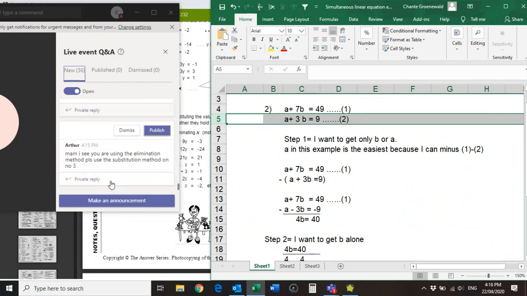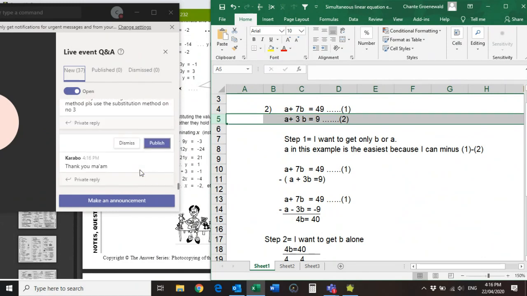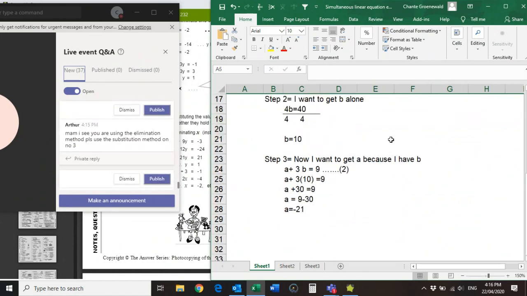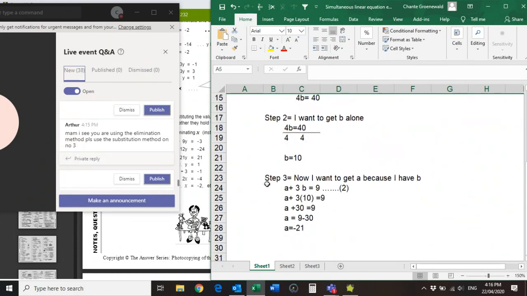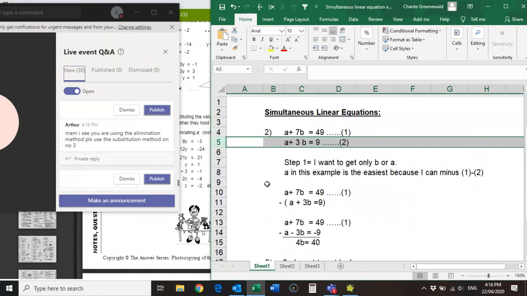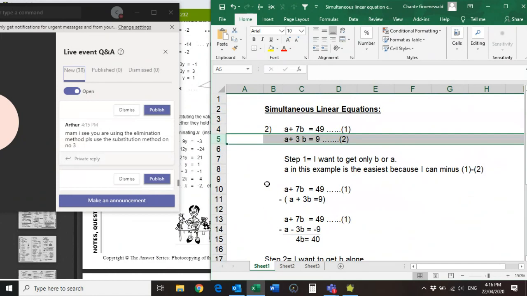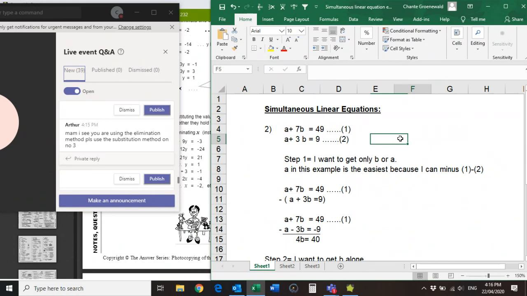Arthur says he wants me to use the substitution method. Can you see that I'm using the substitution in step 3 as well? So I'm showing you both. The substitution method, Arthur, will then just be where you will get A. Let's say A is equal to minus 3b plus 9. And then I'll add this into A's place.